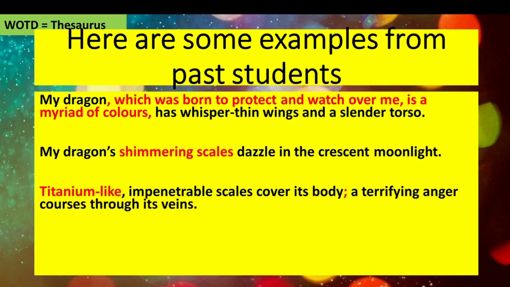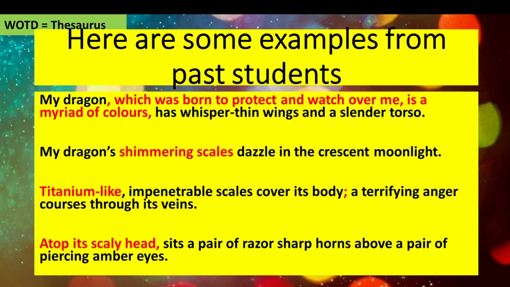My next example is titanium-like, so there's a bit of simile there. Impenetrable scales cover its body. So if something is impenetrable, it means you can't get through it. So titanium-like impenetrable scales cover its body. A terrifying anger courses through its veins. If something is coursing through something, it's travelling through it. And they have used a semicolon there to link two independent clauses. So they could have had those as two separate sentences, but they've linked them with a semicolon instead.